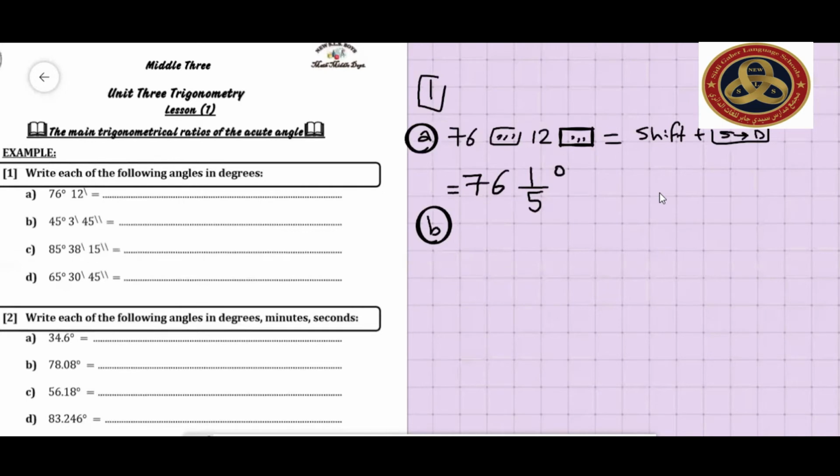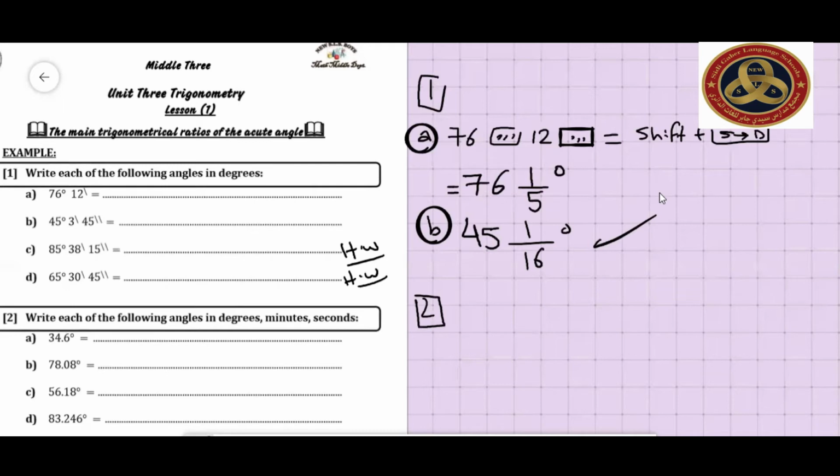What we get now, we have 45 over 16. Okay? And you can solve number C and number D as a homework by the same way. This is the first type.